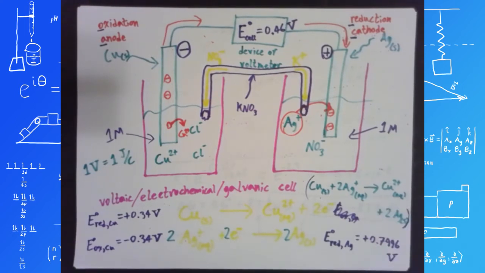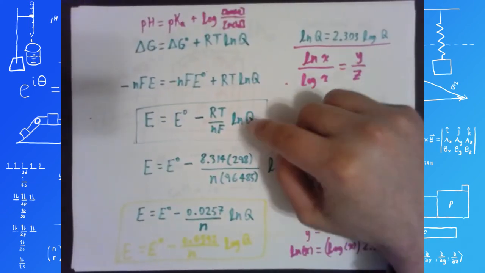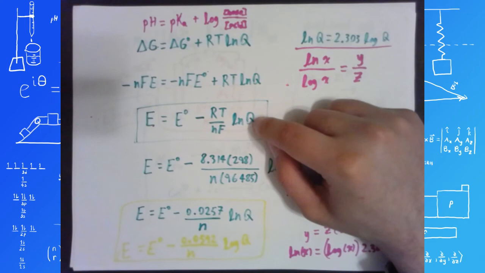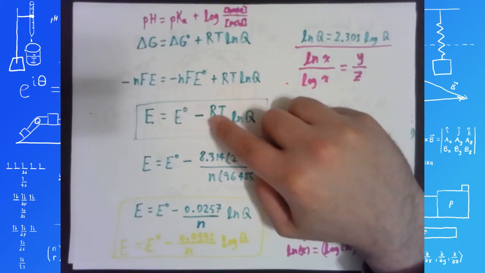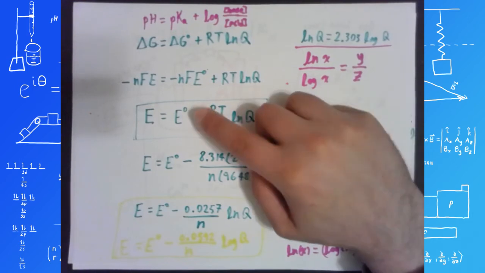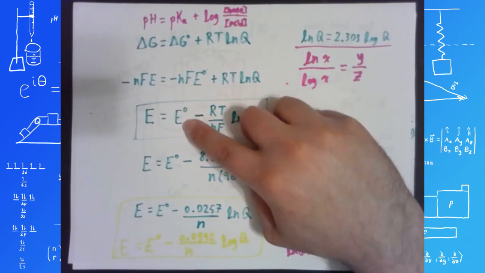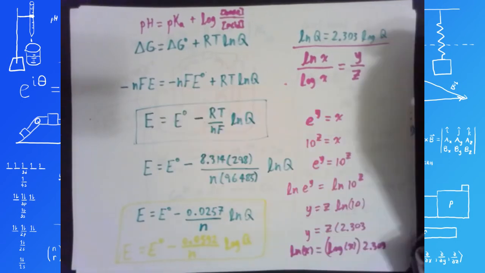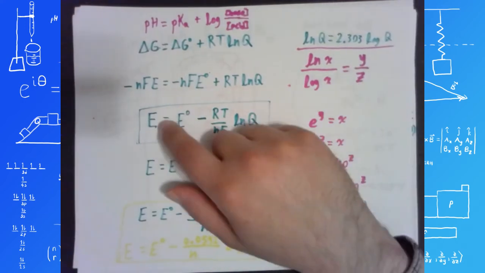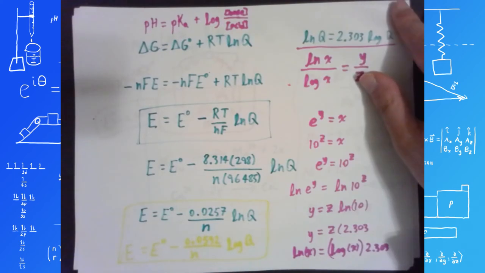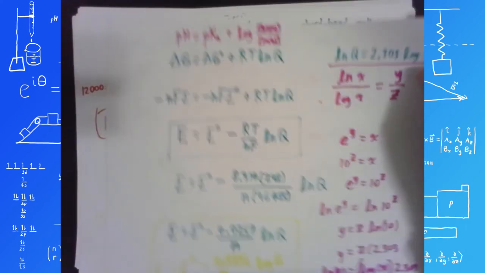Well, that would increase the value of Q, and an increase in the value of Q is an increase in the natural log of Q. So it's an increase in this overall negative term. So you're subtracting more when Q gets higher, and the more you subtract, the less positive and the more negative the cell potential gets. Negative cell potentials are for non-spontaneous processes. So you're lowering the cell potential and making it less spontaneous in that case.